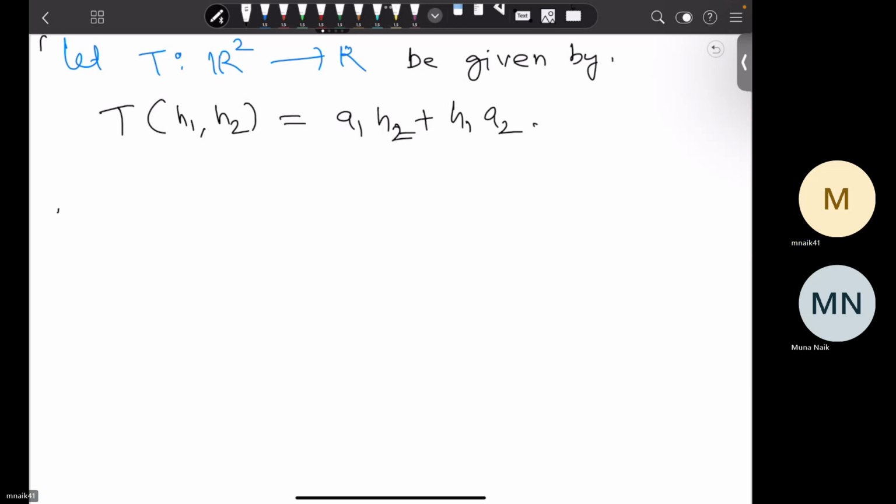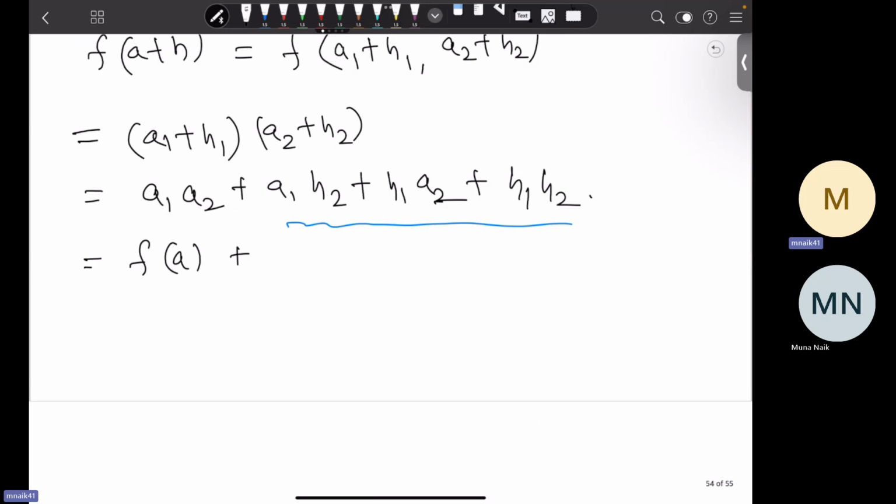So check that T is a linear map. Now, this factor is nothing but T of H1. So this constitutes a linear map. Now the remaining thing, this H1 H2, is a little o of H.